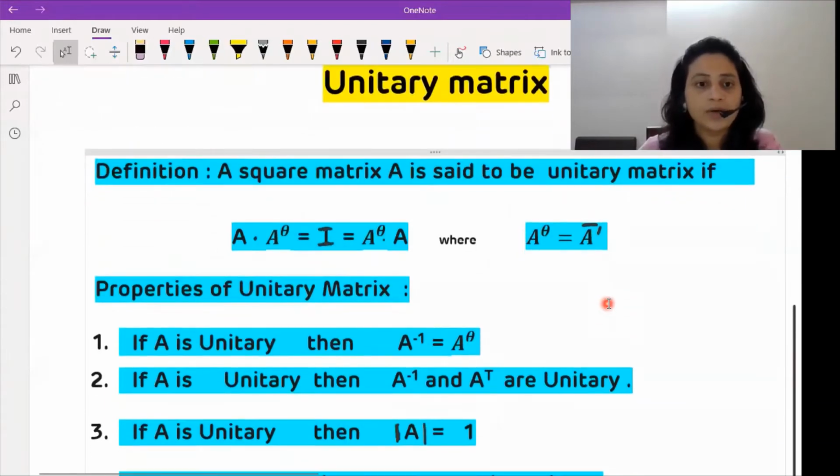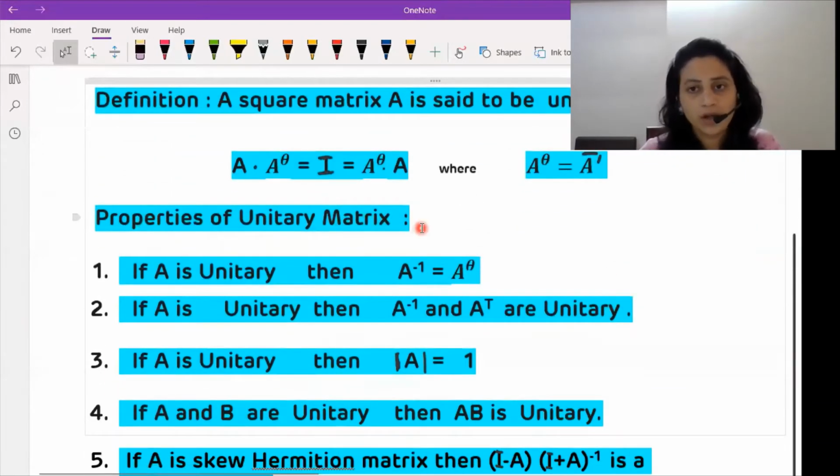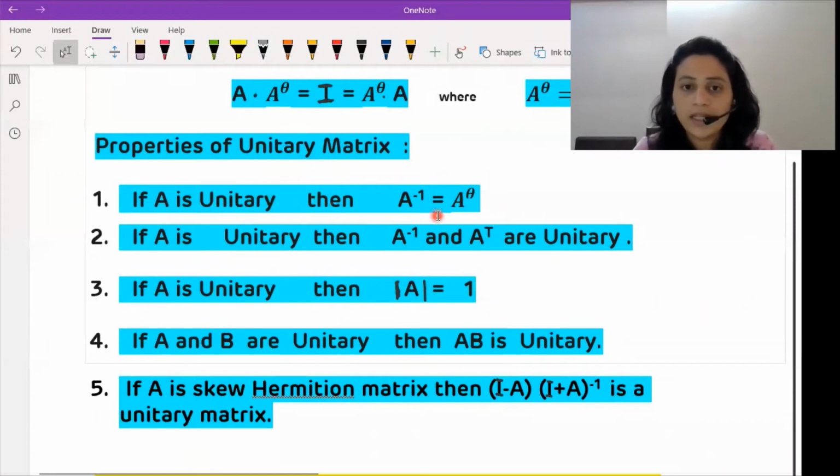Now let's move towards properties of the unitary matrix. If A is unitary, then A inverse is equal to A raised to theta. If A is unitary, then A inverse and A transpose are unitary. If A is unitary, then the determinant of A, the value of the determinant of the given matrix, is always equal to 1. If A and B are unitary, then A into B, the product of the given two unitary matrices, is always unitary. If A is a skew Hermitian matrix, then the product of I minus A and the inverse of I plus A is a unitary matrix.